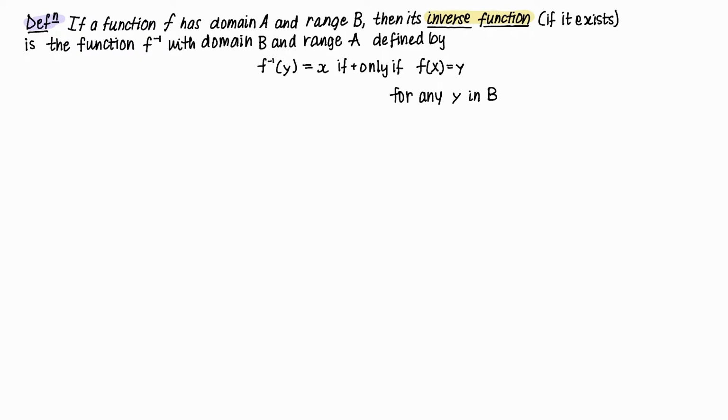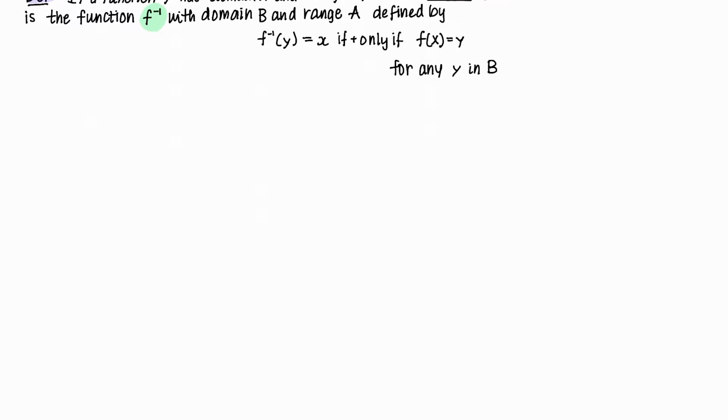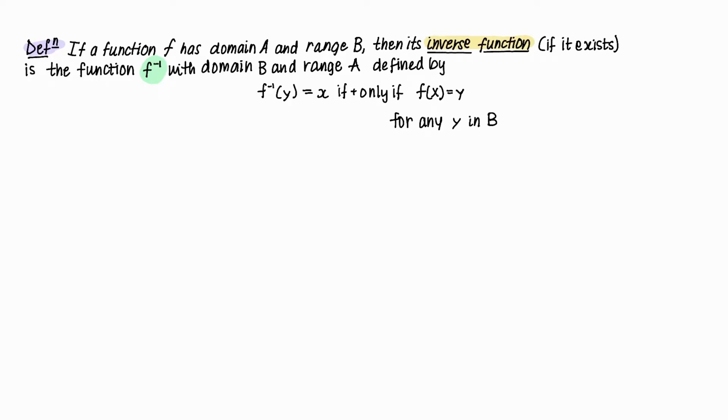So if a function f has domain A and range B, then its inverse function, if it exists, is the function f inverse, so f of -1. That's what that notation means. With domain B and range A, defined by f inverse of y is equal to x if and only if f of x is equal to y, for any y in B. So let's try to figure out what this means, because without much explanation, I feel like this might be a little bit nonsense. So I'm going to draw A and B here.